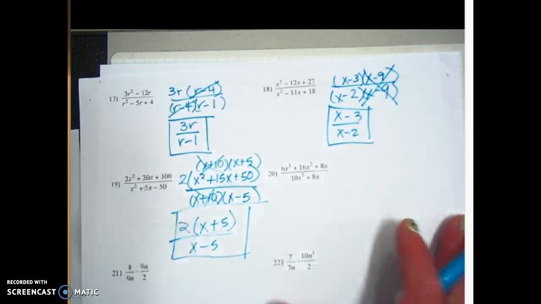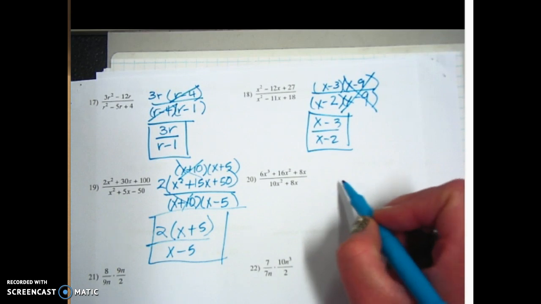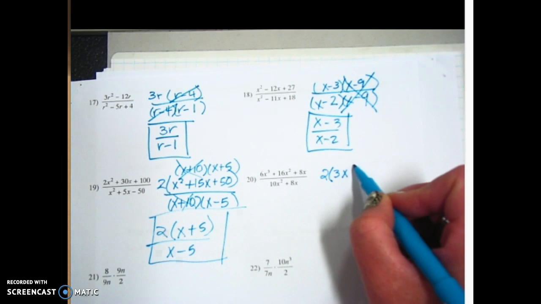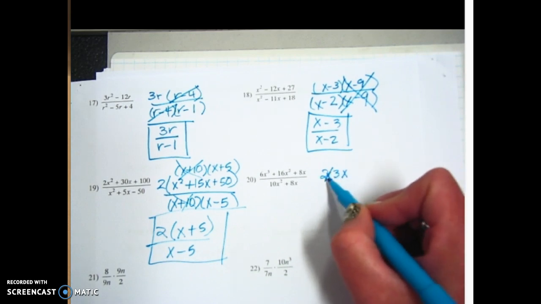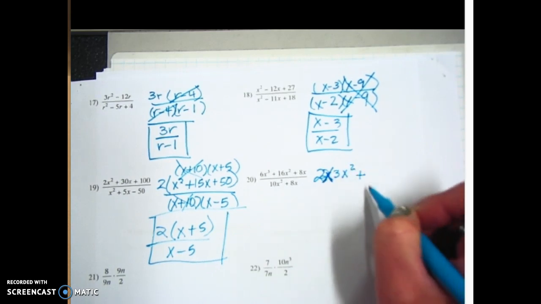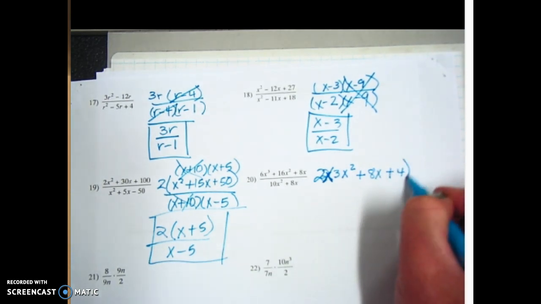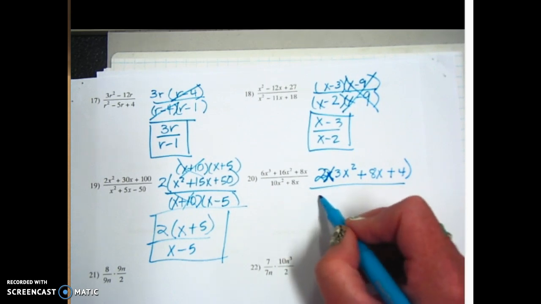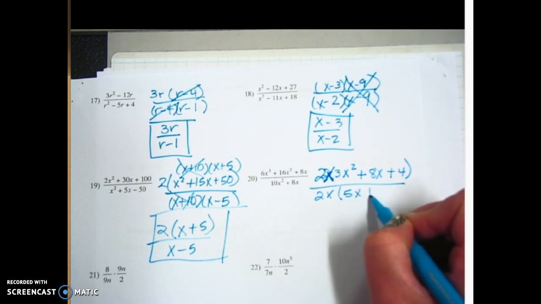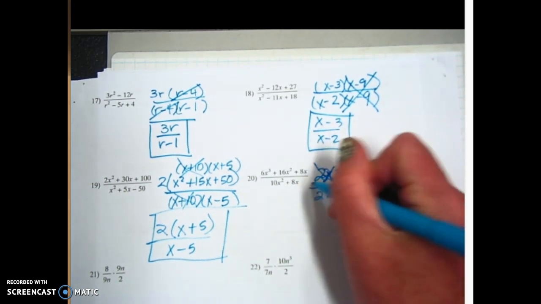Number 20. Is there a GCF? I see a GCF of 2? So factor out a 2, that leaves me with 3x, oh, and an x. So factor out a 2x, not just a 2. So 3x squared plus 8x plus 4. And in the denominator, I see a 2x, which leaves me with 5x plus 4. So the 2x's are going to cancel.